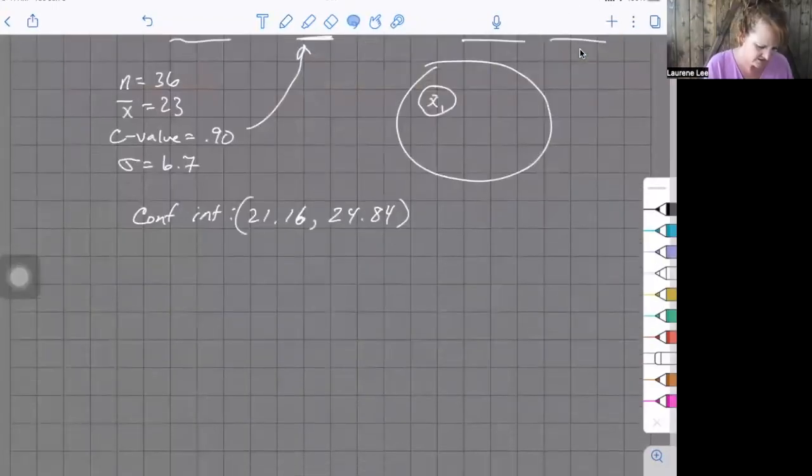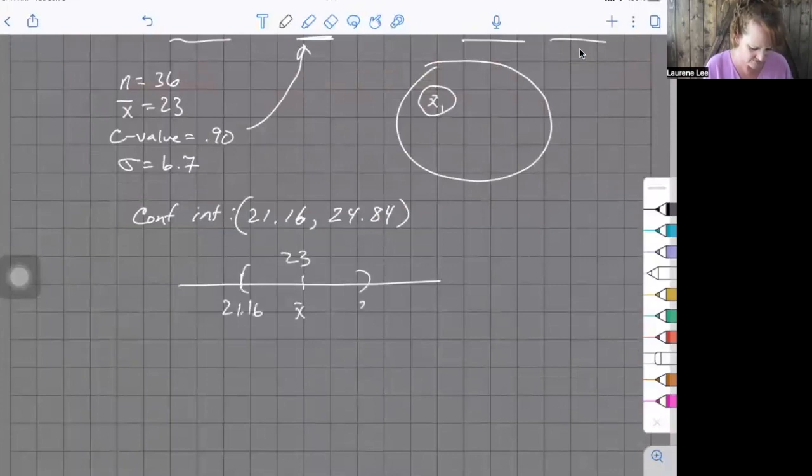Okay, let me write this on a number line here. So my X bar, that's my sample mean, is 23. And then down here is 21.16, and up here is 24.84. See how those are in order? The X bar's in the middle, 21 to 24 is my interval.